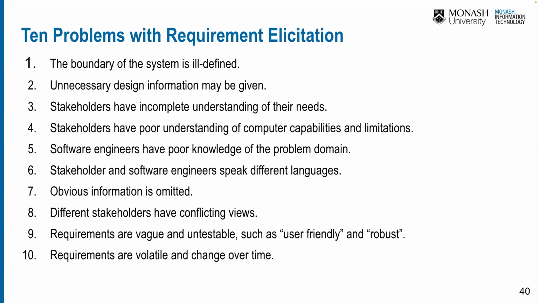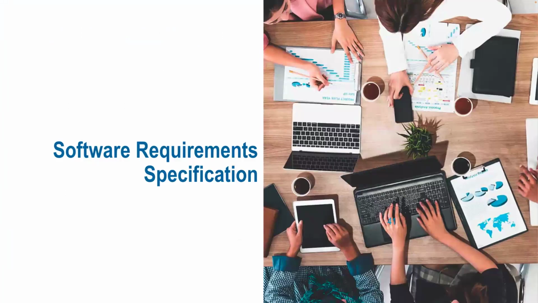Requirements are often vague and untestable, such as user-friendly and robust. Are they really testable? Are they clear? What does user-friendly mean? What is the definition of user-friendly? What is the definition of robust? And finally, requirements are volatile and often change over time.